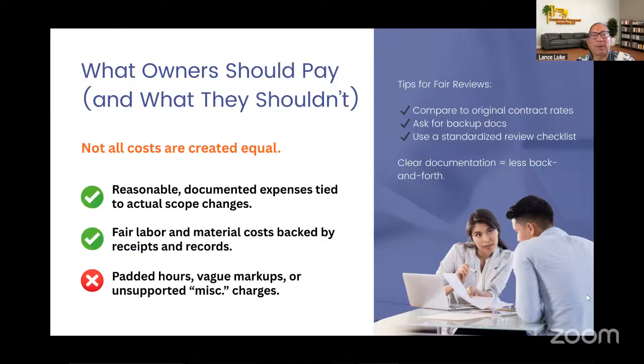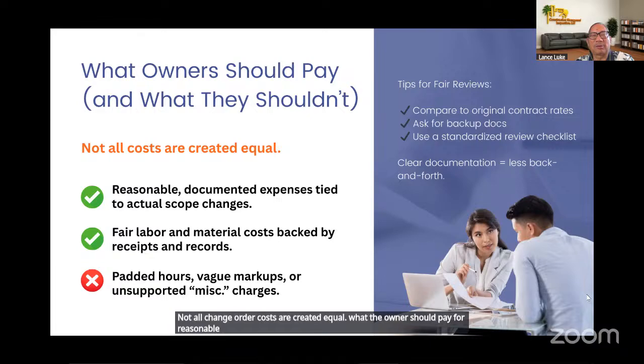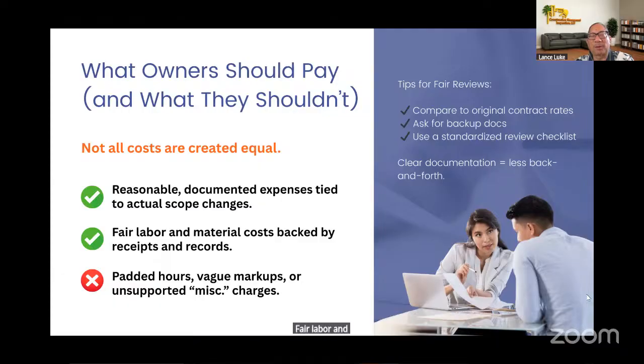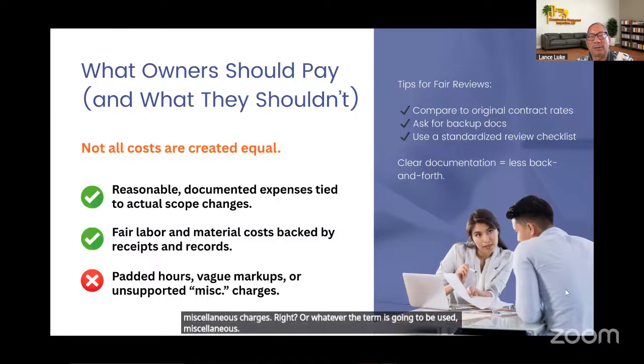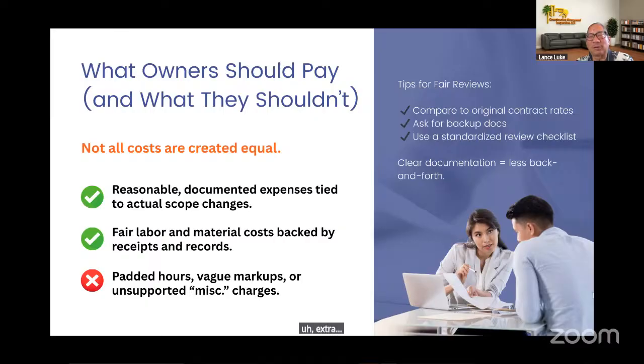What the owner should pay for: reasonable documented expenses tied to actual scope changes, fair labor and material costs backed by receipts and records. The owner should not pay for padded hours, vague markups, or unsupported miscellaneous charges, right? Or whatever the term is going to be used: miscellaneous, extra, additional, allowance, whatever the term they use.